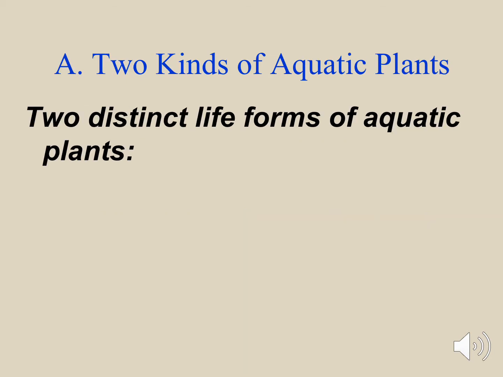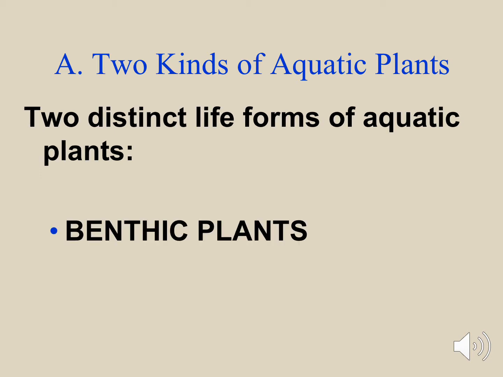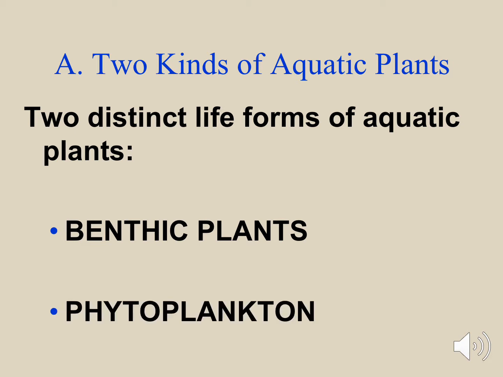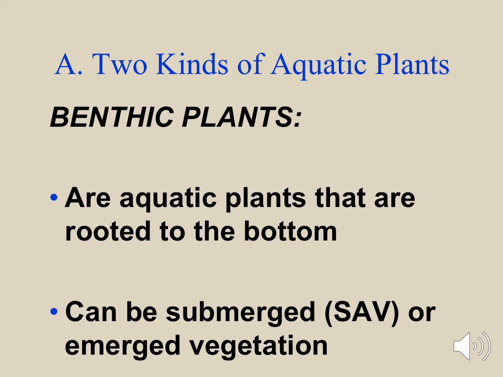To understand the process of eutrophication, we need to understand a little bit about the plant life within the lake. There are 2 distinct forms of aquatic plants in a lake. First, there are benthic plants, and there are phytoplankton. Both of these are important plants involved in a lake system, and we're going to talk about each, specifically their benefits and their problems associated with water systems.